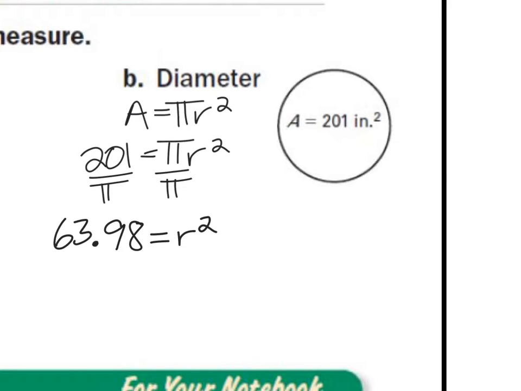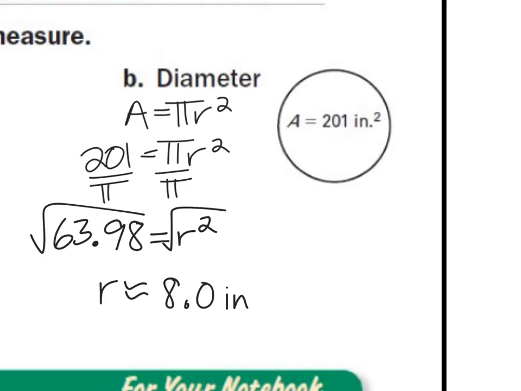So in a second, we're going to do this. To get rid of the squared, we do what to both sides? Square root. So we're going to take the square root of this number, but instead of going to your calculator and typing in the square root of 63.98, you can use the answer button. Okay, the radius is about 8 inches. I want the diameter, so we need to double that, multiply by 2. Diameter is about 16 inches. Do we need to put about?